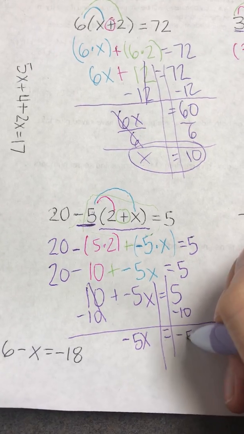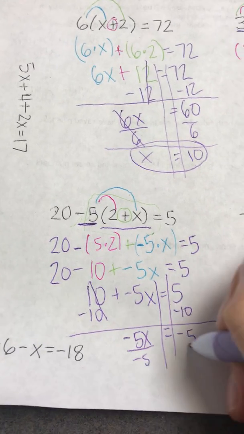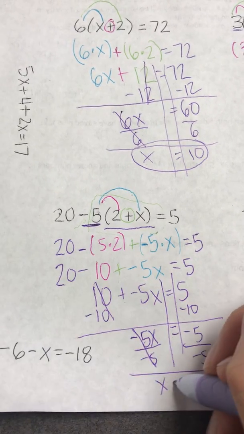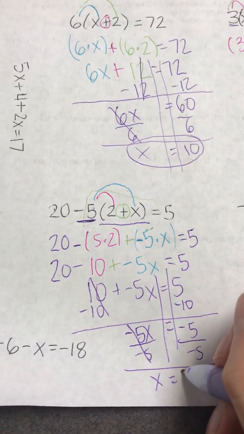5 minus 10, negative 5, divide by negative 5. Cancels, I just have x. Negative 5 divided by negative 5 is 1.